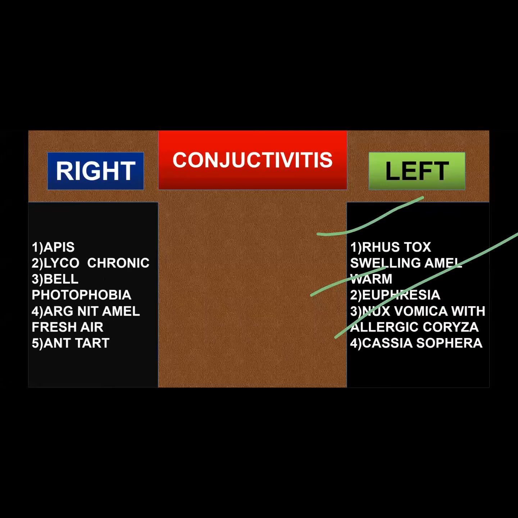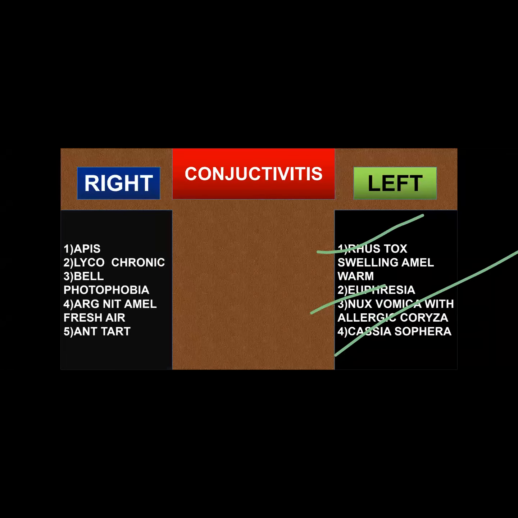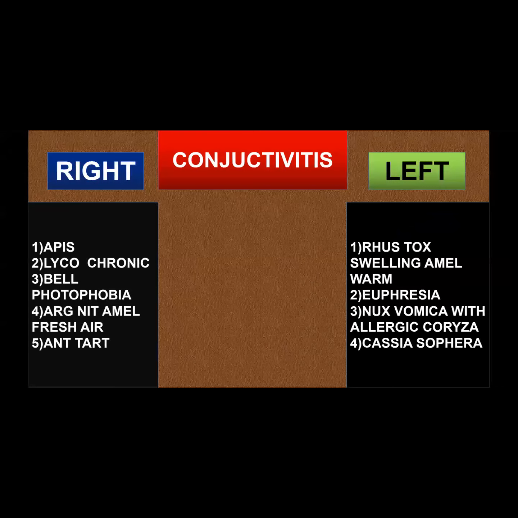So if there is allergic conjunctivitis, Nux vomica is a wonderful medicine. And the next medicine which has its origin in the left side is Cassia sofera. The next chart, and the last chart of this session, is based on modalities.